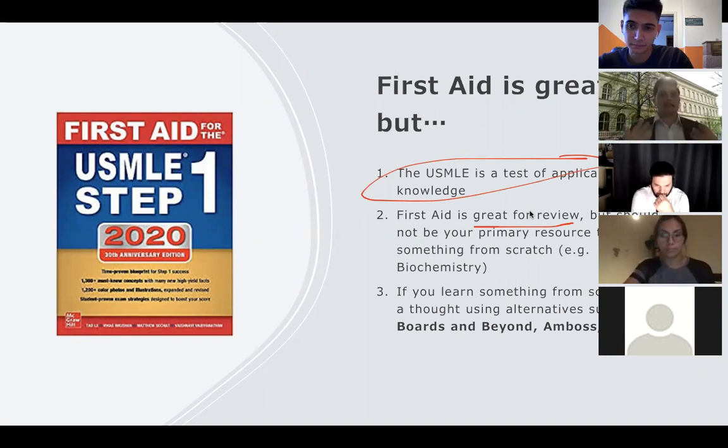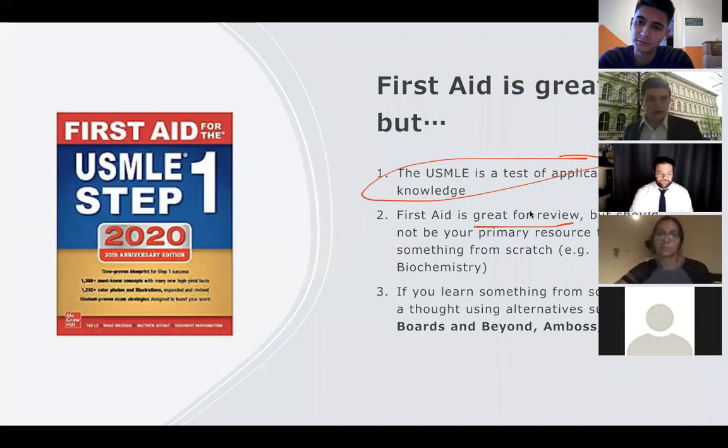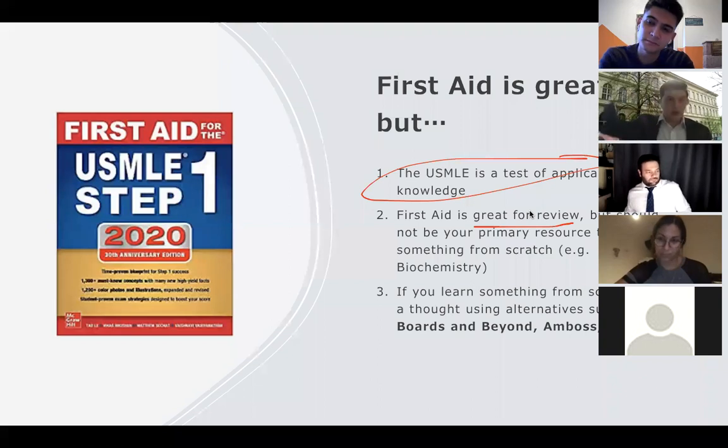honestly, Boards and Beyond, cover First Aid, but actually explains what's the inside details of First Aid. The only way, I think, to use First Aid in an efficient manner is not to memorize it, but maybe to keep it on the side. So when you're studying, you can look into First Aid and just use it as a checklist, because that's what First Aid actually is. It is not really a study resource on its own. It's a checklist telling you, okay, in cardiology, those are the facts that you should know.